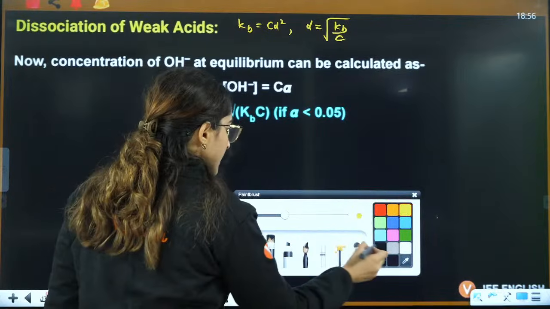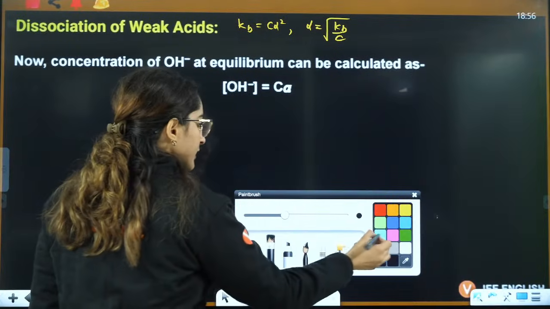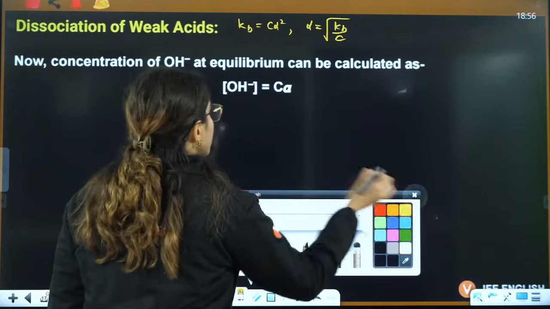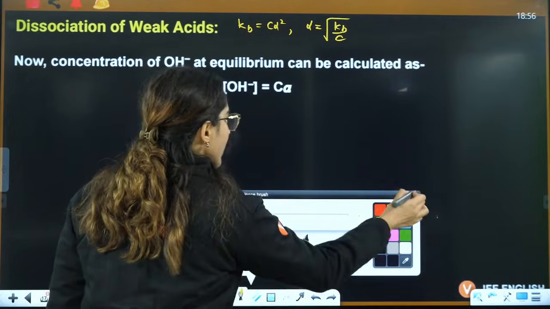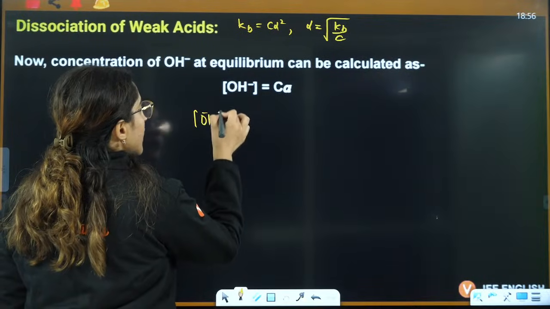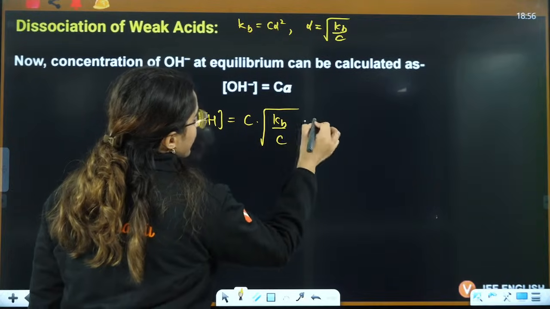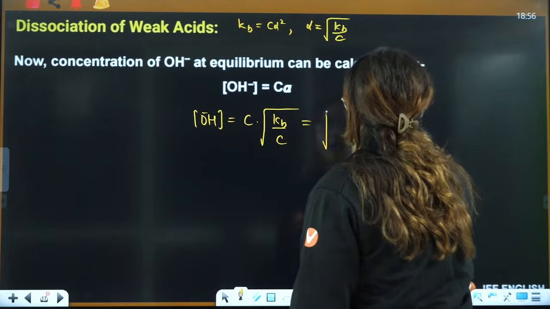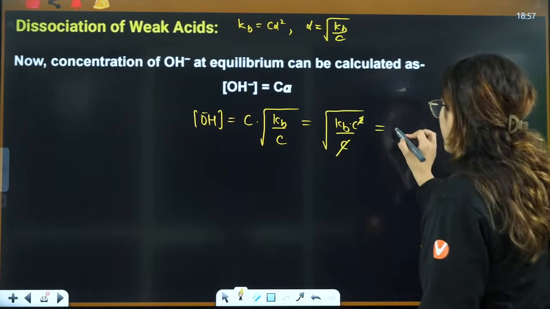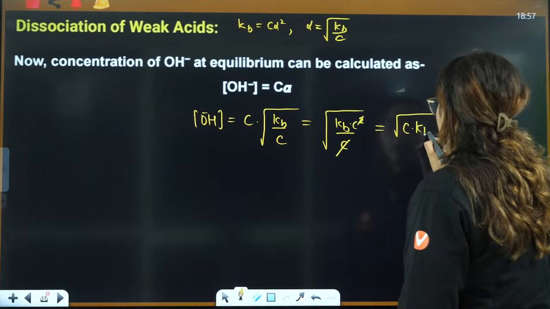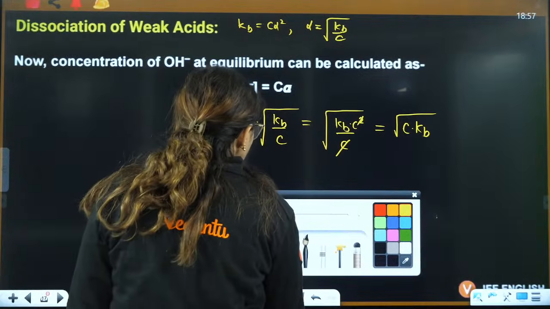You put it here, and then what you will get here is this thing. This is OH negative is equal to C into, this is Kb divided by C. You just take it inside, it will become Kb into C square. This C will cancel out and this will become C into Kb, right? That will be the answer. If you remember, the same answer was there for weak base.